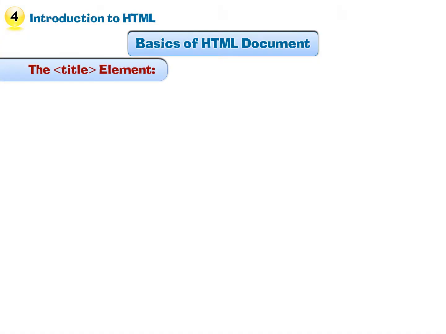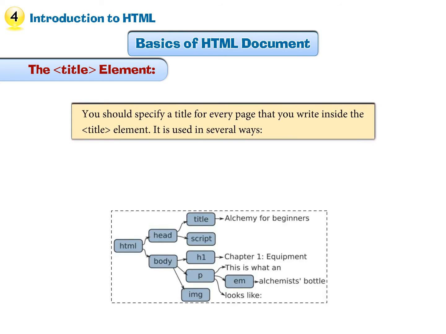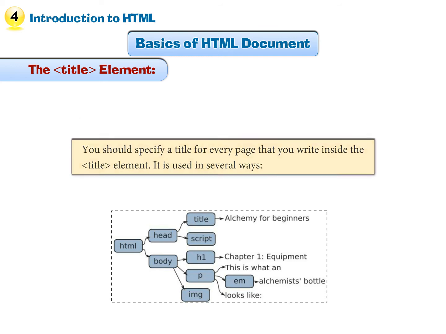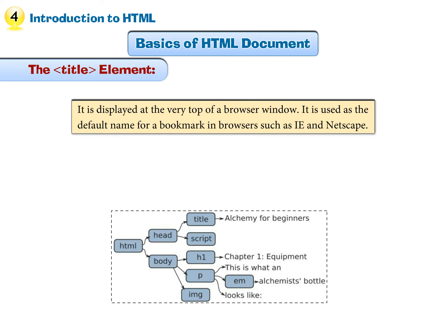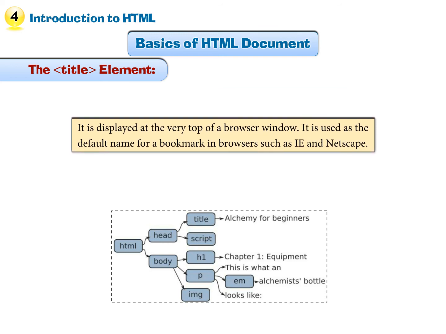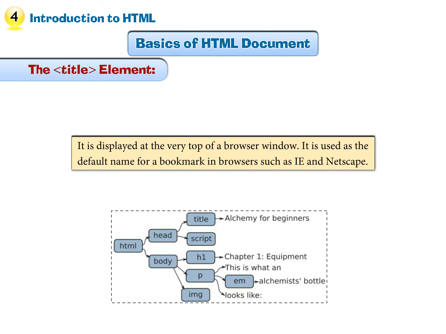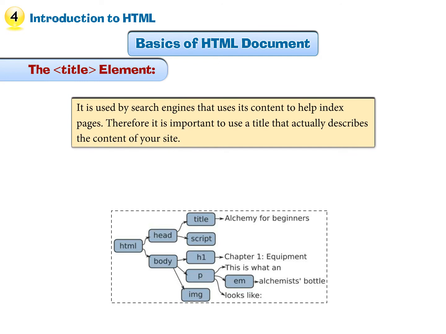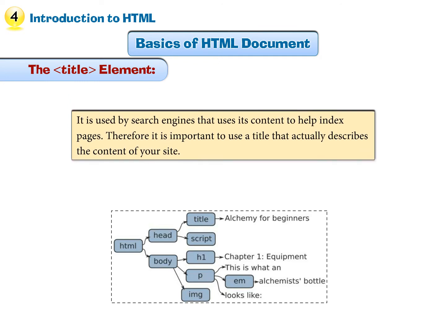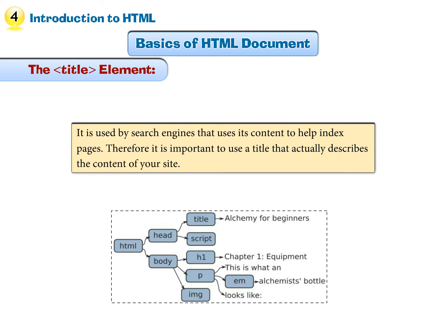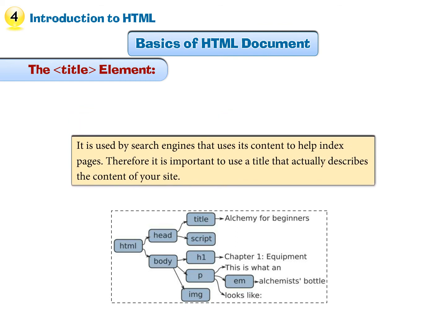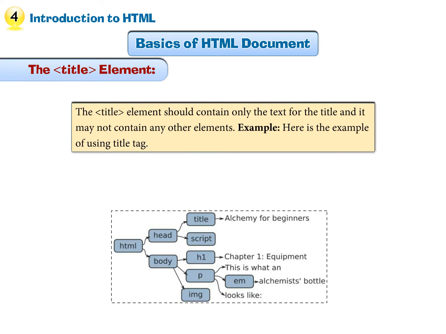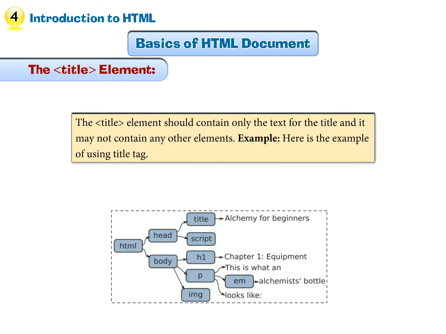The title element. You should specify a title for every page that you write inside the title element. It is used in several ways. It is displayed at the very top of a browser window. It is used as the default name for a bookmark in browsers such as IE and Netscape. It is used by search engines that use its content to help index pages. Therefore, it is important to use a title that actually describes the content of your site. The title element should contain only the text for the title and it may not contain any other elements.